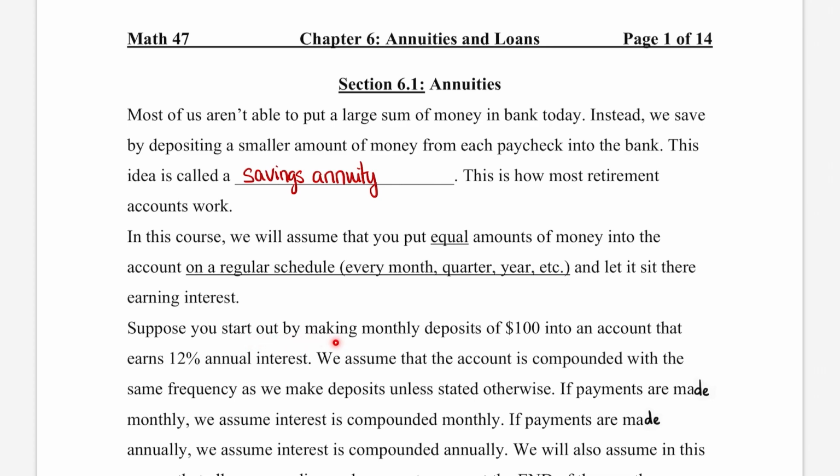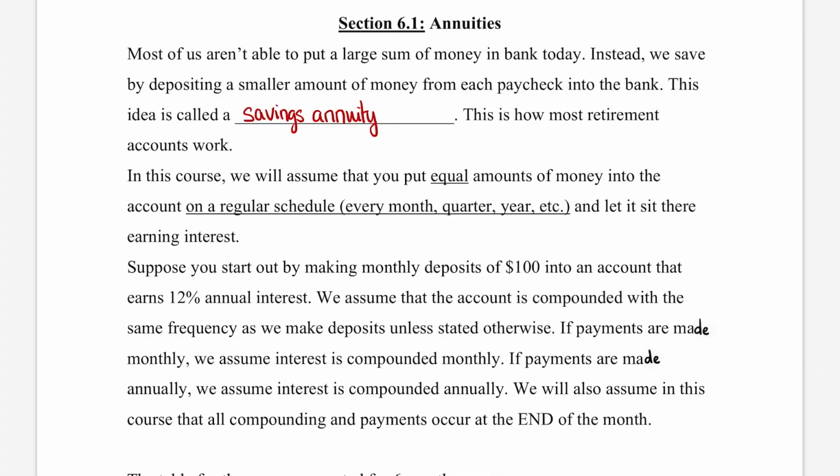Suppose you start out by making monthly deposits of $100 into an account that earns 12% annual interest. We assume that the account is compounded with the same frequency as we make deposits unless stated otherwise. If payments are made monthly, we assume interest is compounded monthly. If payments are made annually, we assume interest is compounded annually. We will also assume in this course that all compounding and payments occur at the end of the month.